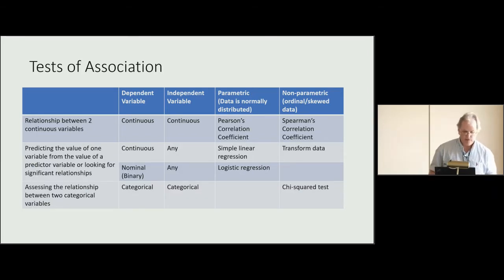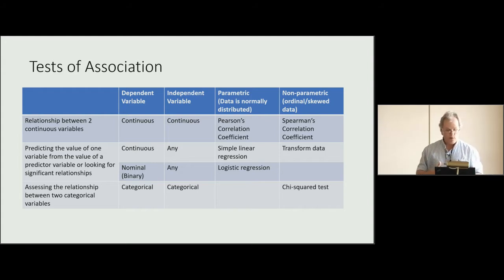In terms of tests of association, if we want to look at the relationship between two continuous variables, then we use Pearson's correlation coefficient, and the non-parametric equivalent is the Spearman's correlation coefficient. So these can be done, again, all this stuff can be done in Excel. You don't need special software, right?